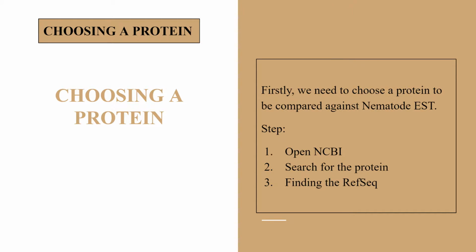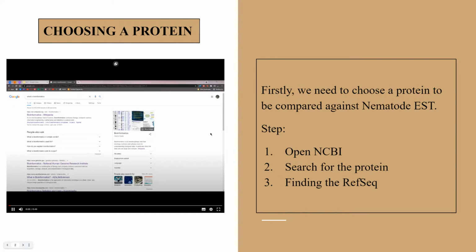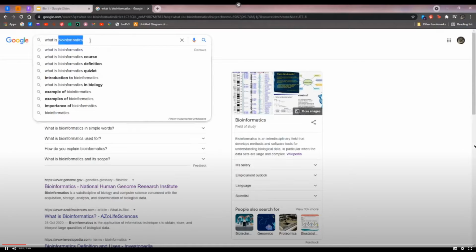So firstly, we need to choose a protein. After a discussion, we chose Felis catus as our protein since we all like cats. The video provided is to show how we get the RefSeq of cat.